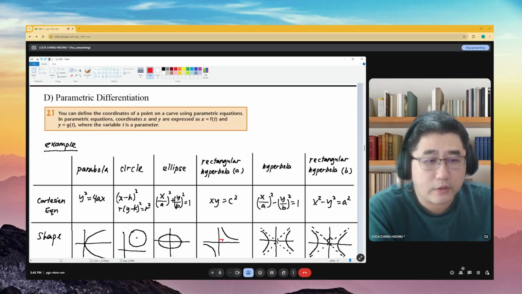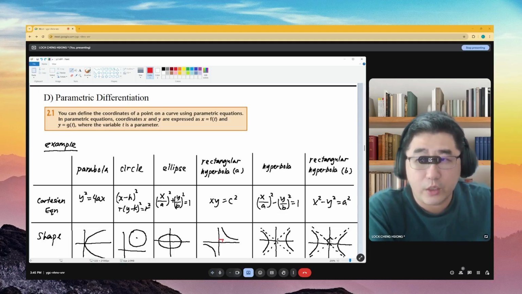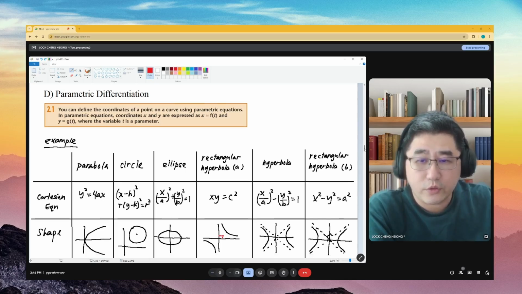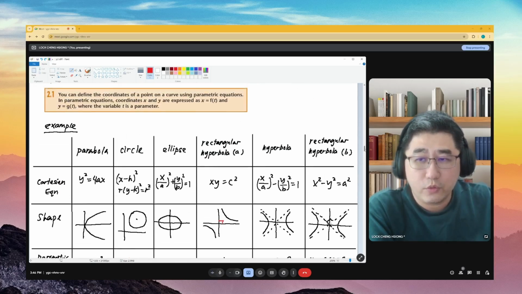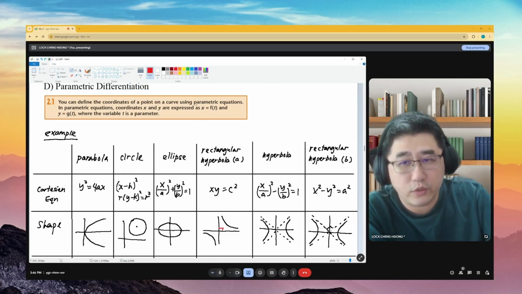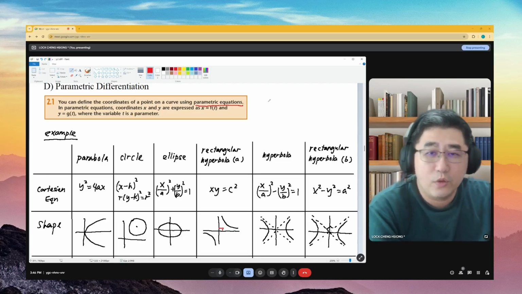Okay, now we enter the real deal, which is parametric differentiation. So what exactly is parametric differentiation? First of all, you need a parametric equation.